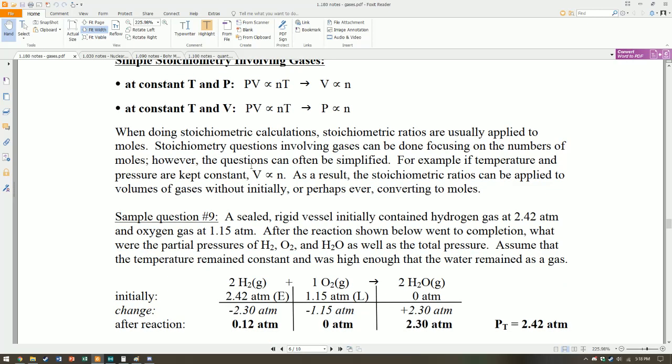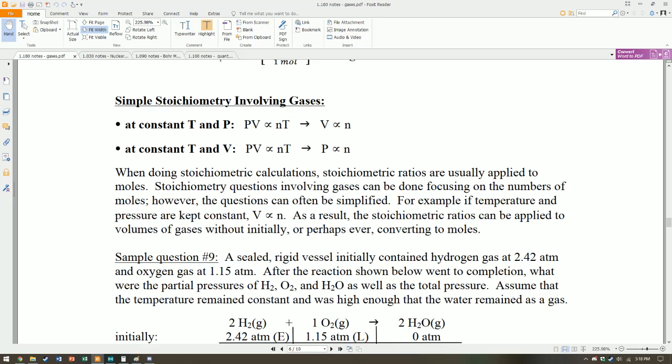Stoichiometry with gases. At constant temperature and pressure, volume is proportional to moles, so you can essentially do the mole ratios with volumes, provided the temperature and pressure are constant. Since these are proportional to each other, you can also do the mole ratios with pressures, provided these things hold true.